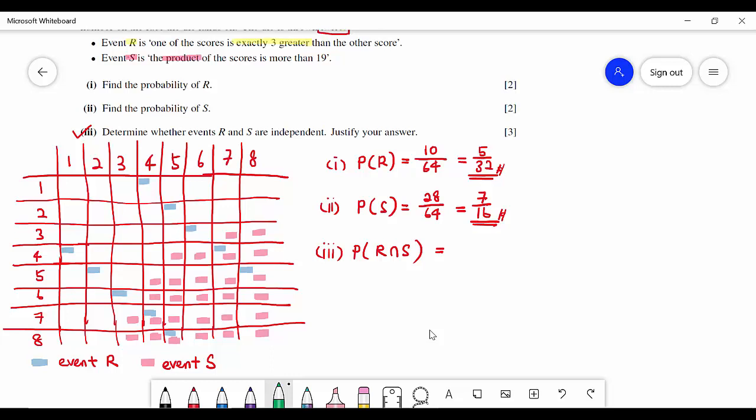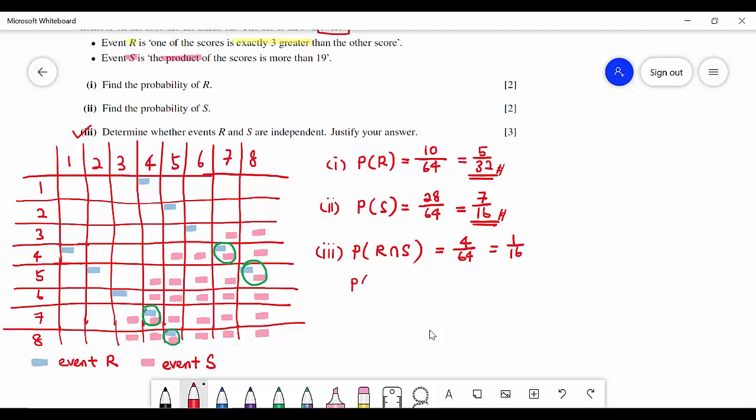As an example, you can see this one. This is the first one that consists of two highlighted colors. So this is the second cell, the third cell, and also the fourth cell. So from here you can see that the number of cells that consist of both highlighted colors will be 4, then divided by 64, and therefore you get 1 over 16. So this is the first step. You need to find out the probability for R intersect S.